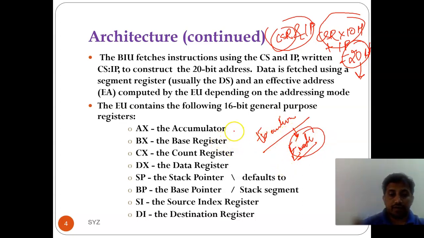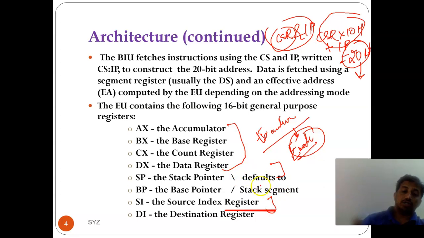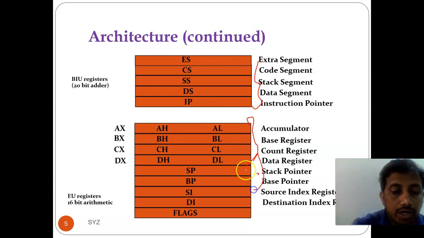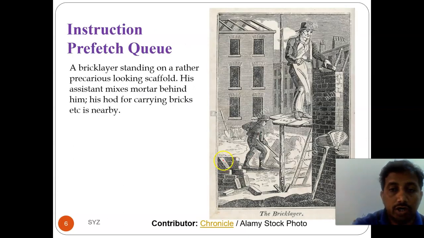To facilitate that, we have 4 general purpose registers, 2 pointer registers, and 2 index registers. This is the total complete register organization, and here you can see all the registers which are there in the bus interface unit at the top, and below are those available in the execution unit. We'll discuss how the flow of data would be, and we'll be discussing the instruction prefetch.